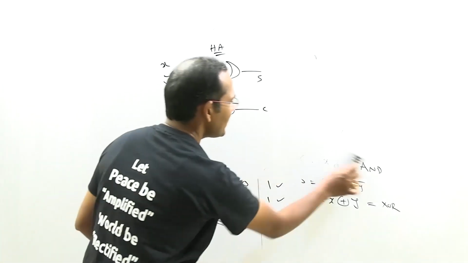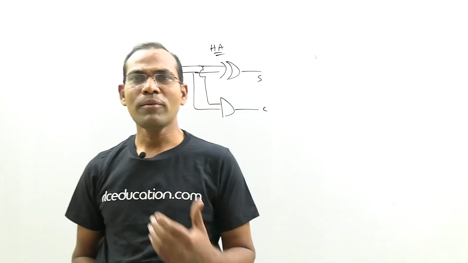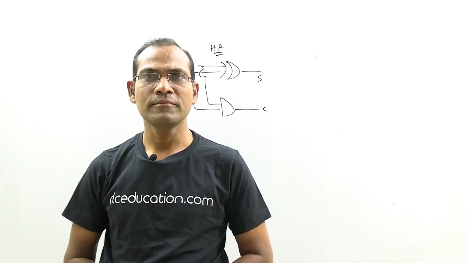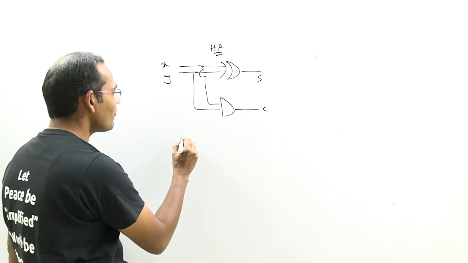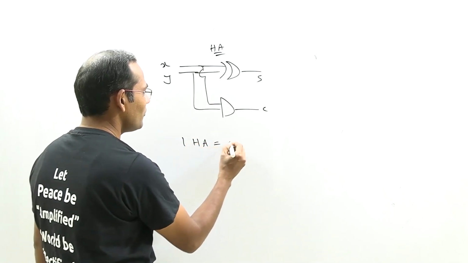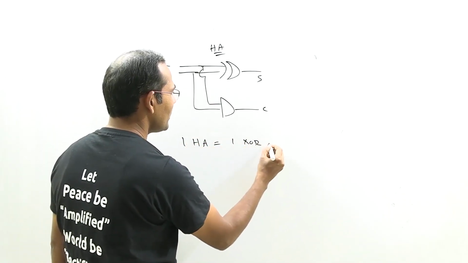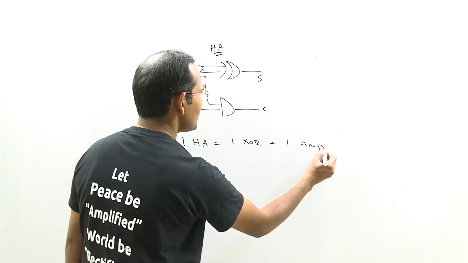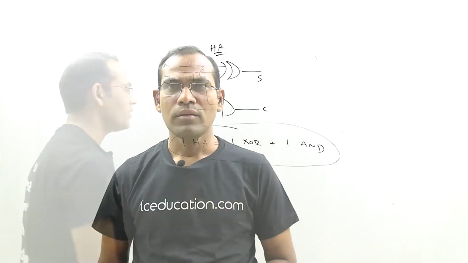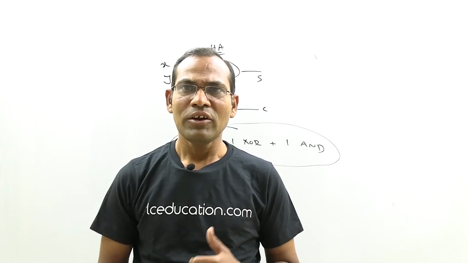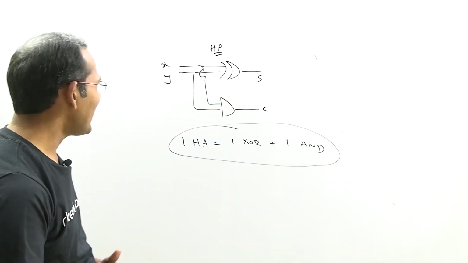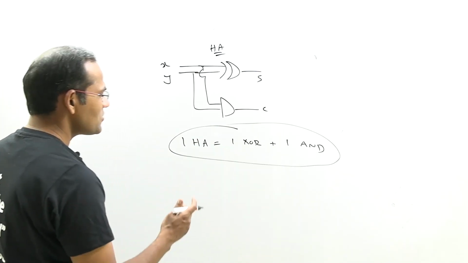This can be designed. One point to remember about half adder is one half adder requires one XOR gate and one AND gate. That's one important point. Now I will design half adder by using only two input NAND gates. Here this is the procedure.